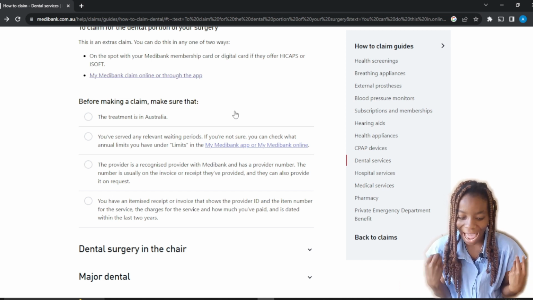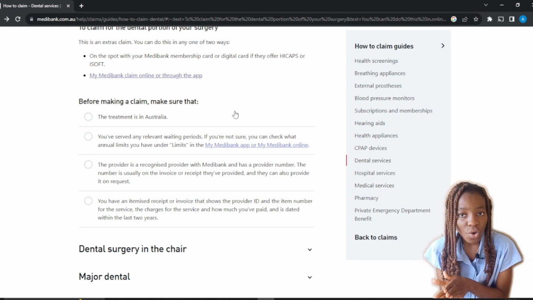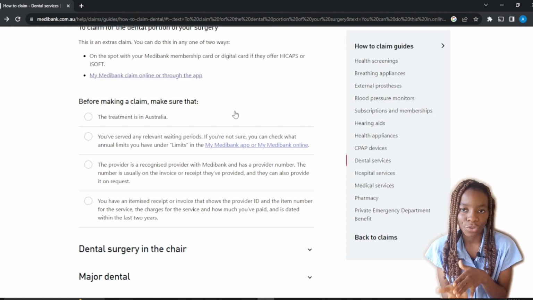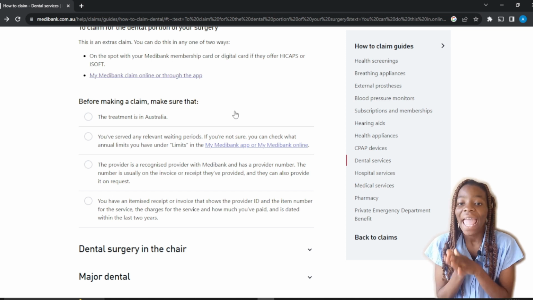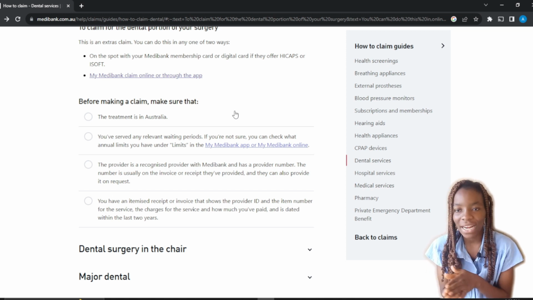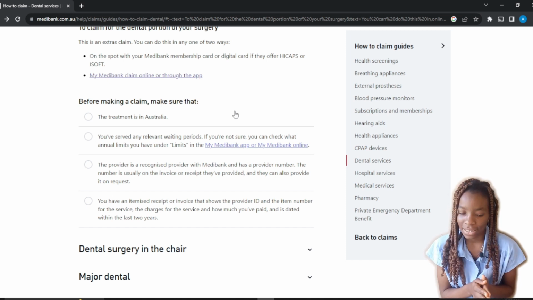Next, you have an itemized receipt. It means once after you did your surgery, they gave you a receipt and you paid for it. Ensure that receipt is with you and that it's kept properly, because you're going to be required to upload that document once you're claiming for this.